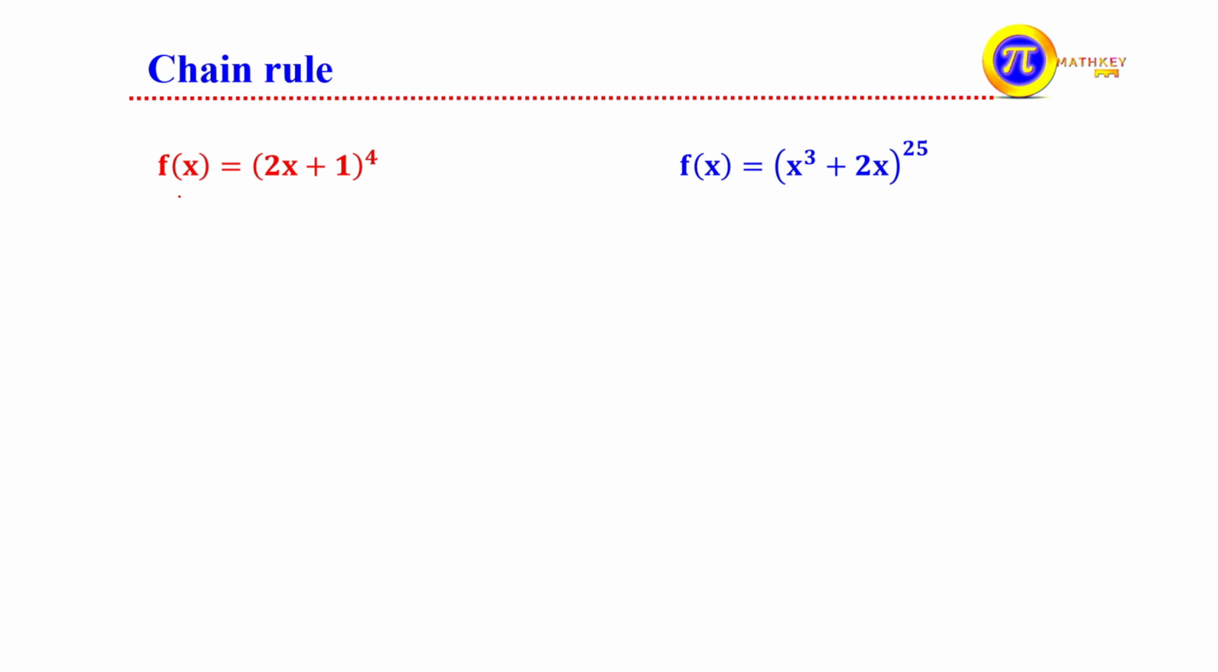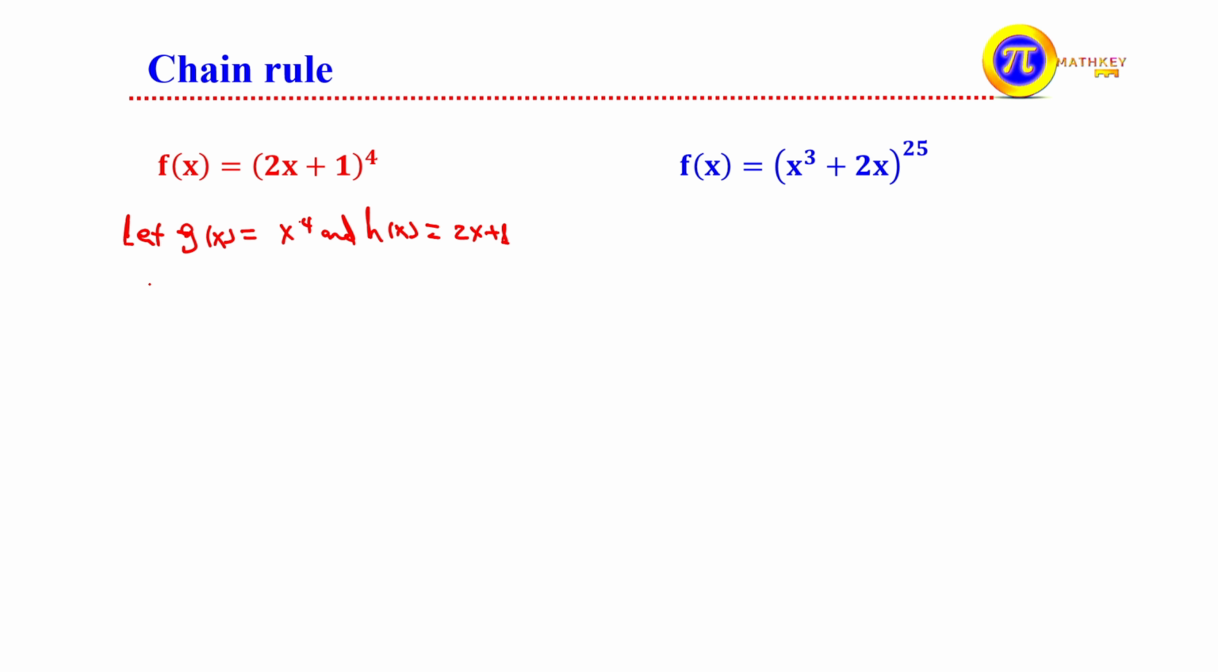In case of chain rule, that means we can express the given function as a composition of two or more functions. In that case, for the first equation, that is f of x equals x plus 1 to the power of 4, we can decompose this into two functions. That means let's say g of x is equal to x to the power of 4, and let h of x be equal to 2x plus 1.